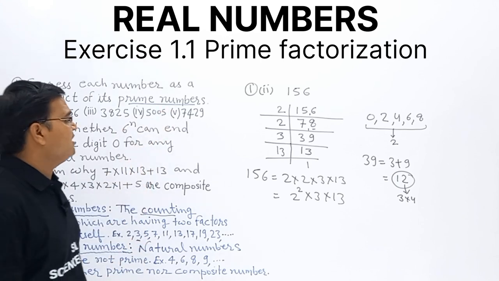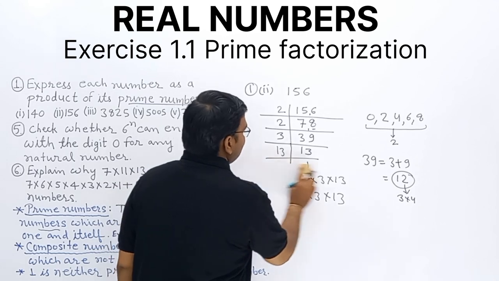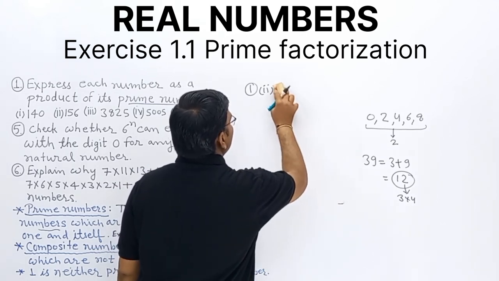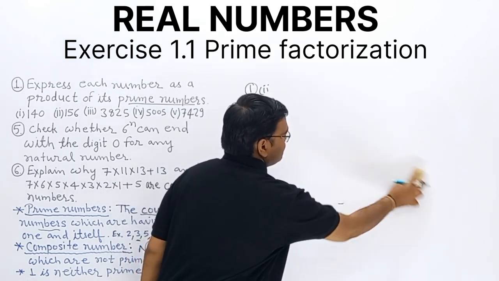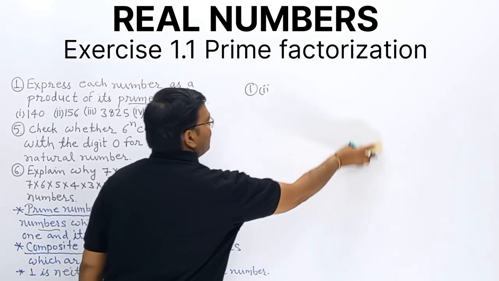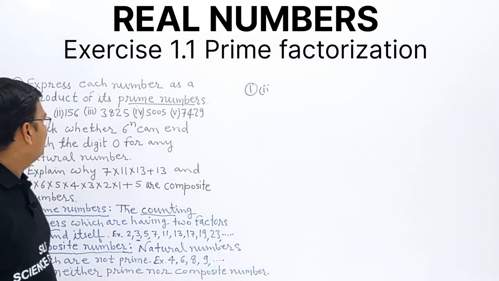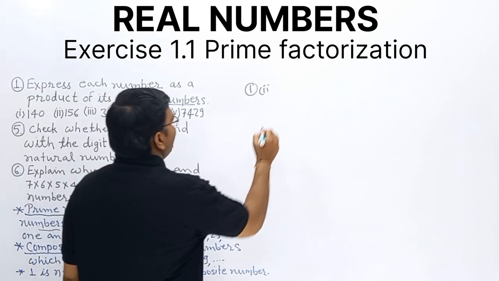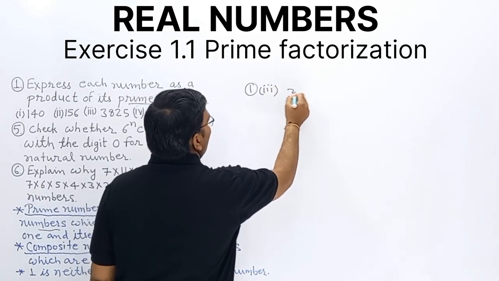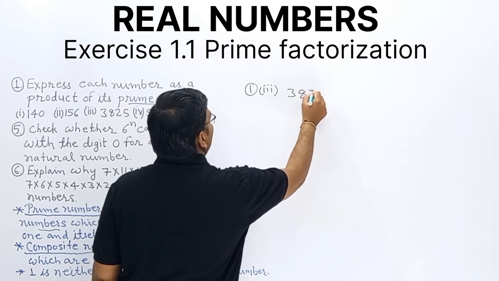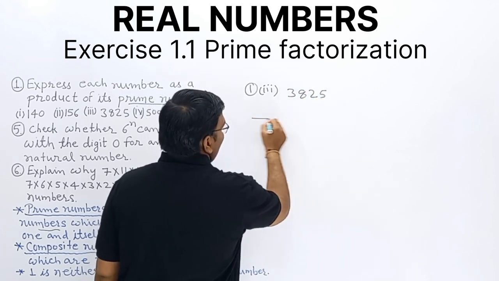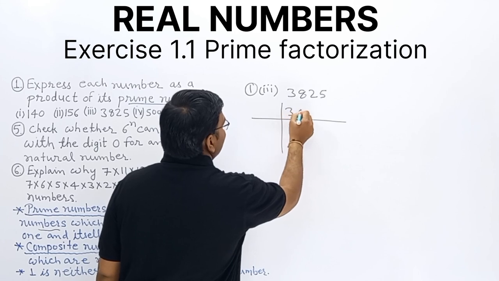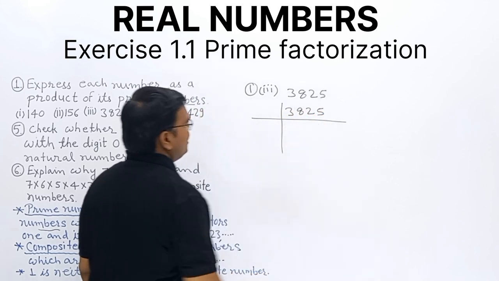Now the next question I am taking there. So what is the next question? Question number 3. What is question number 3? 3825. Again using the long division method, 3825.